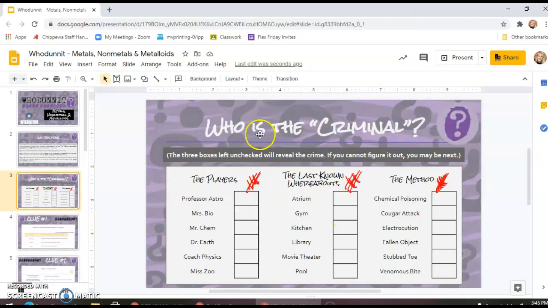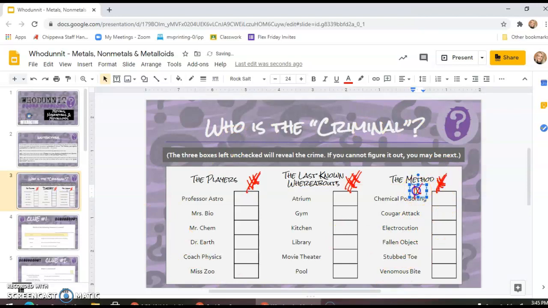So now I go back up to my tracker and I can take one of these little movable X's, and I know it wasn't done by chemical poisoning. That's what my clue said. So I can move my X to that box. And now I have eliminated chemical poisoning as the potential method of the crime.